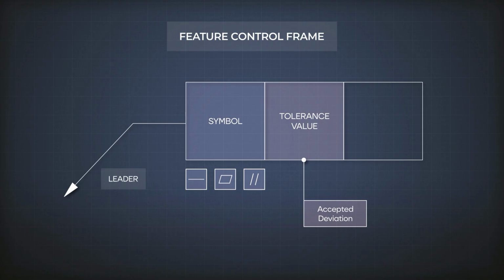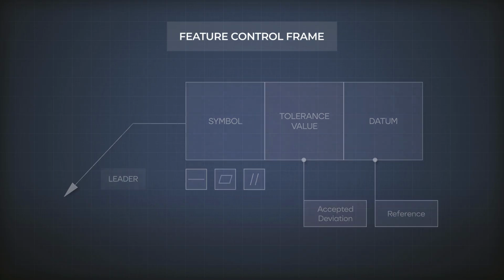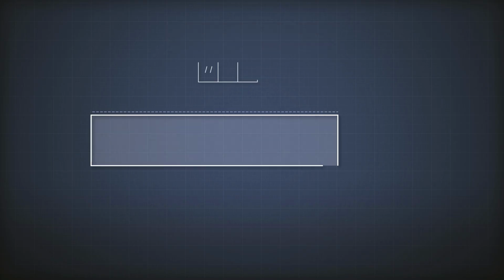In the third field, which is not always required, we put the datum, which is the reference to which the specification is tolerated. Say we want to tolerate this surface to be parallel to that one. Then we have to give it a name. Let's say A. And we put A in the third field. If it was English, for example, it would sound like this: this surface should be parallel to that surface with a value of 0.2.